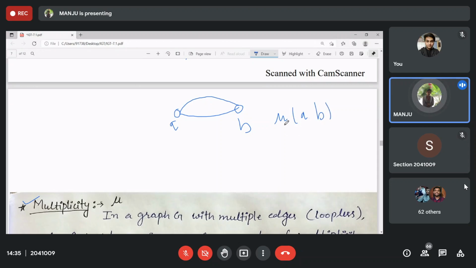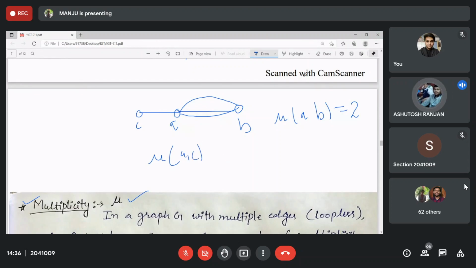Multiplicity is denoted by mu. So what is the multiplicity of AB? How many edges? 2, na? Now 3. What about the multiplicity of AC? 1, right? So that's your multiplicity, and that is also affecting the coloring. That is the chromatic index.